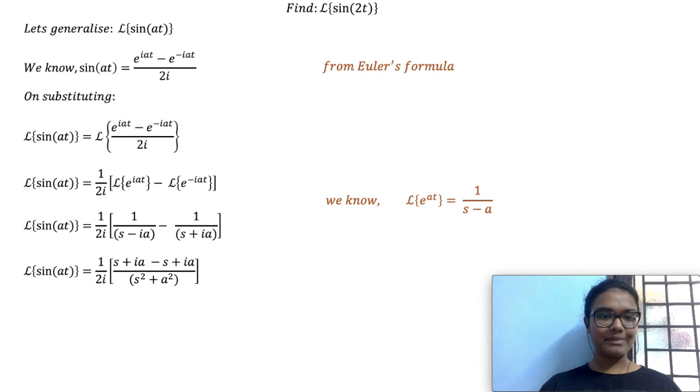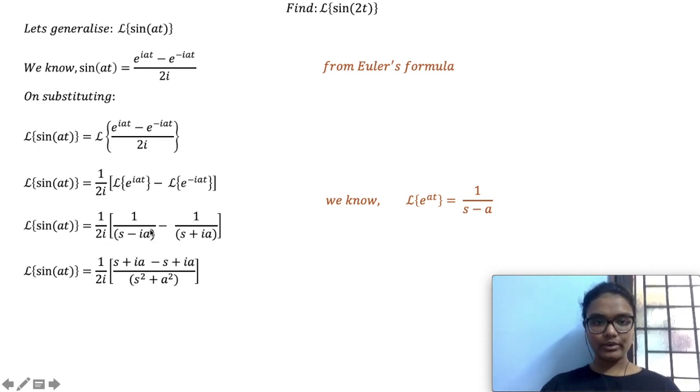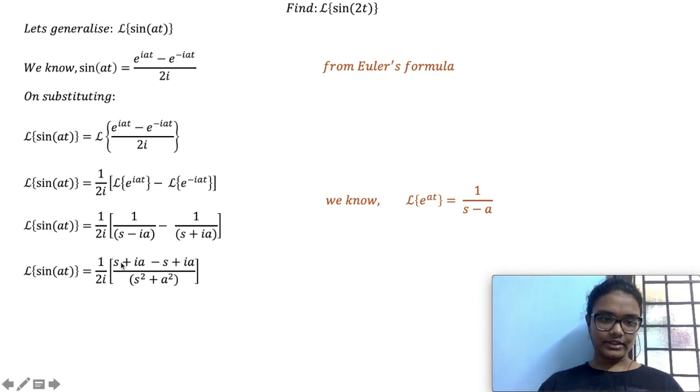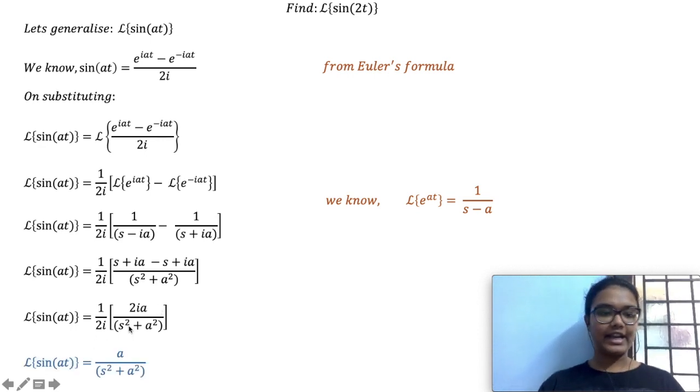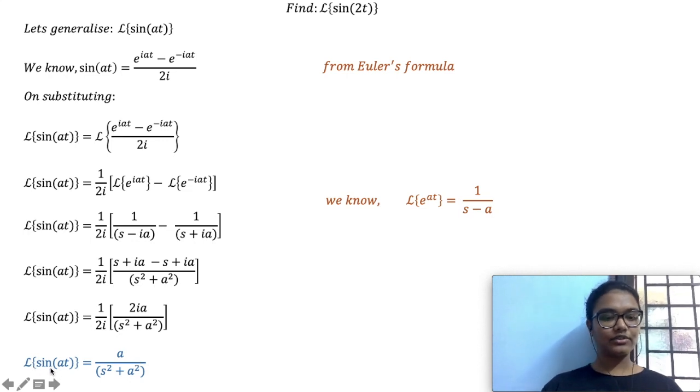From here on, it's simple mathematics. s minus ia times s plus ia gives us s squared minus (ia) whole squared. i squared is negative 1. The negative of a negative becomes a positive, and we get a squared. s and s cancel out each other. ia and ia give us 2ia. 2i and 2i here cancel out, and we get our solution. Laplace transform of sine of at equals a by s squared plus a squared. This is the general solution of the Laplace transform of sine at.